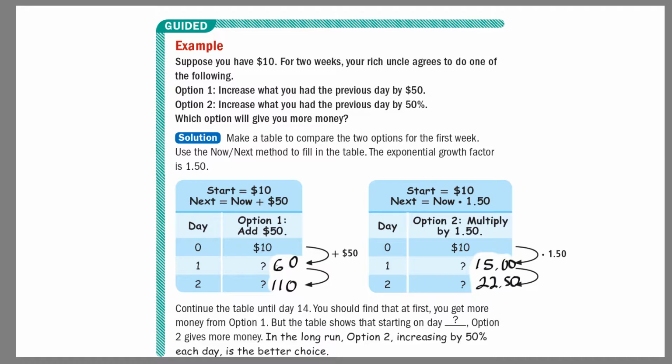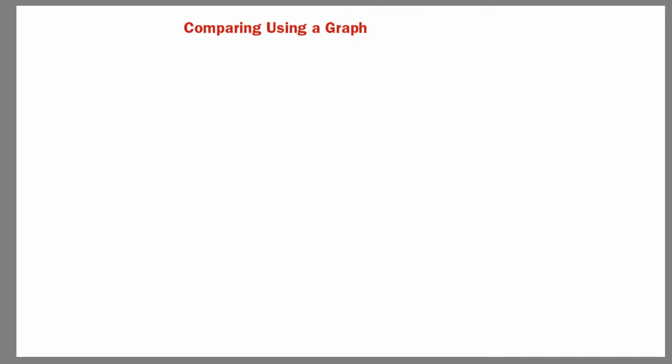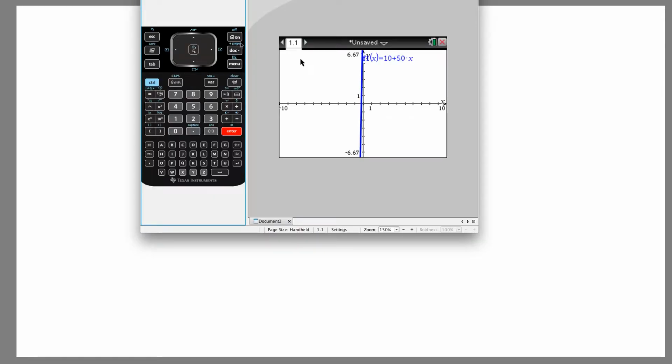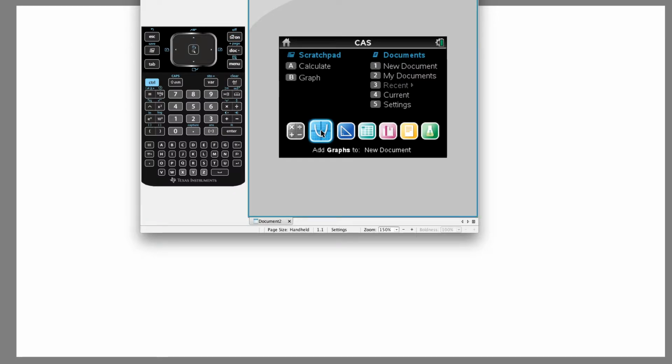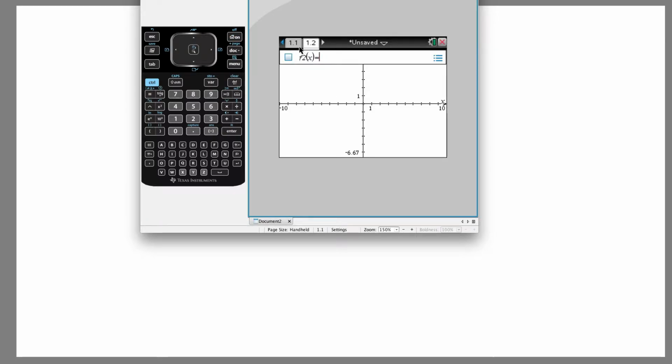And to do this calculation in a graph with our calculator, we're going to be doing our comparing using a graph. We can do that in the calculator pretty quickly. We open up our calculator. We're on the home screen. Click graph. I get my calculation screen.